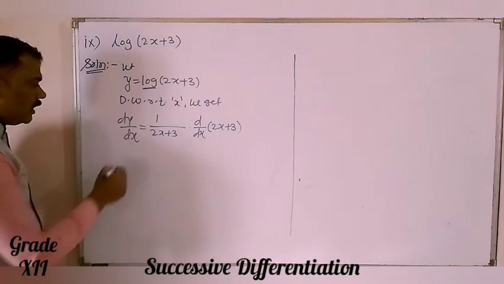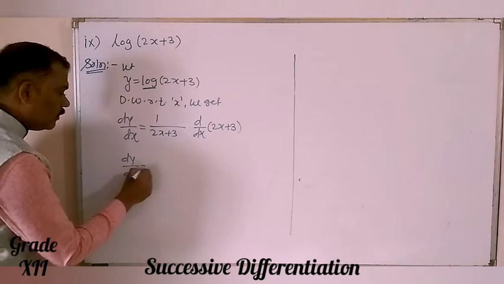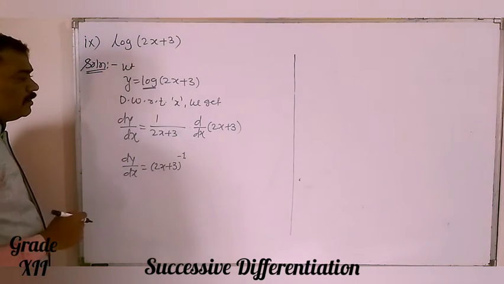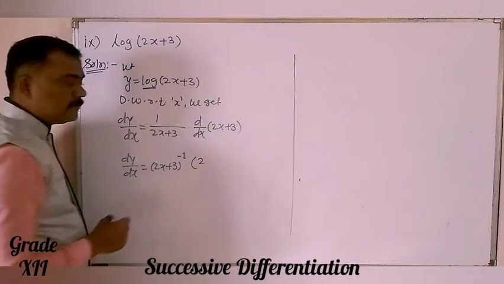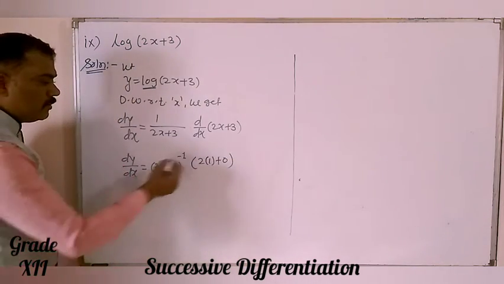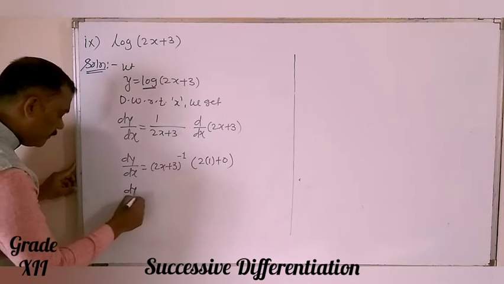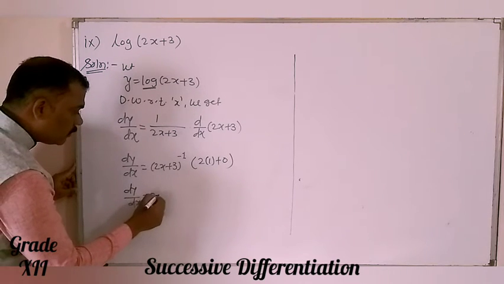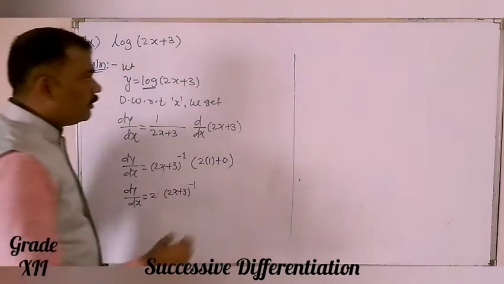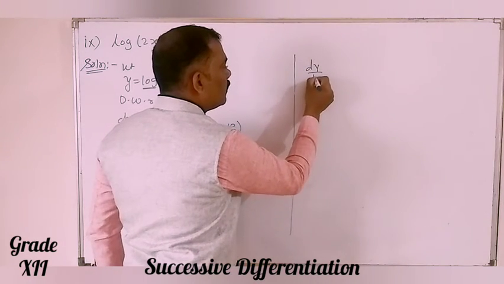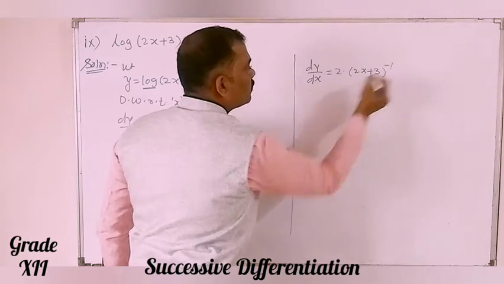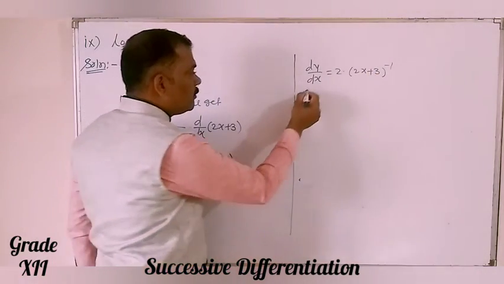That is dy by dx is equal to (2x plus 3) raised to minus 1, as we take it in the denominator. Here 2 is a constant. We take the differentiation of x with respect to x as 1. 3 is a constant, its differentiation is 0. 2 into 1 is 2, that is dy by dx is equal to 2 into (2x plus 3) raised to minus 1. Therefore, dy by dx is equal to 2 into (2x plus 3) raised to minus 1. Again, we have to differentiate with respect to x.